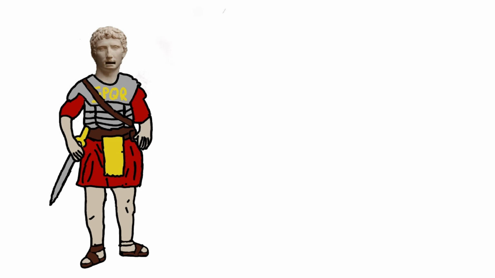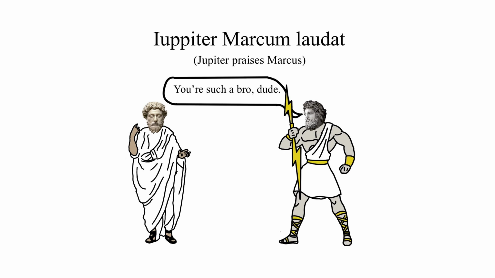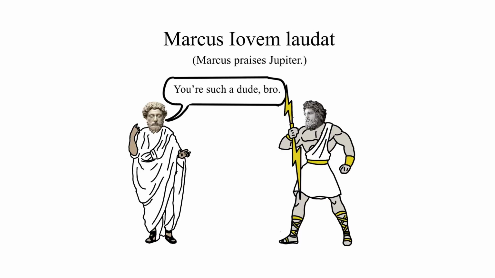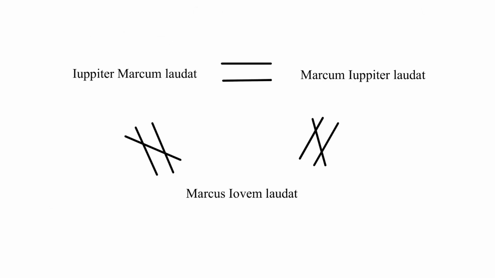For now, let's take a look at some example sentences, so you can get a feel for how these cases might work. Jupiter Marcum laudat. Jupiter praises Marcus. Now, let's compare that to Marcus Jovem laudat. Marcus praises Jupiter. Notice how depending on their function in the sentence, the words will change. Unlike in English, the order of the words doesn't matter at all.